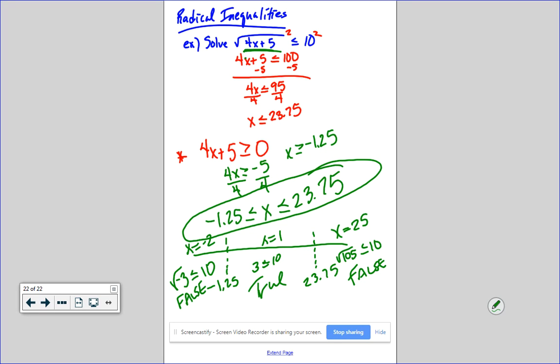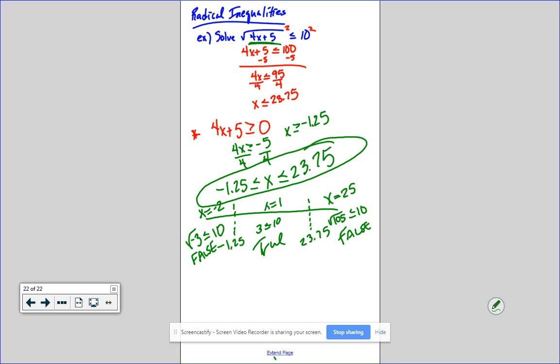Then we do have to graph that solution set. So, number line, negative 1.25, 23.75. Circle both those numbers. It's equal to, so those are both closed circles on the interval. Then we shade in between. And that's it. Done for the day.